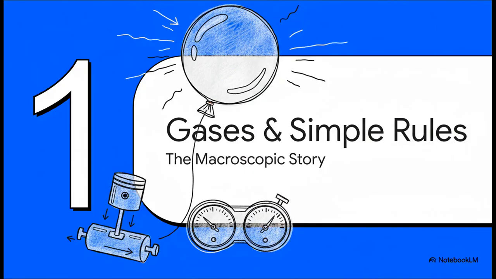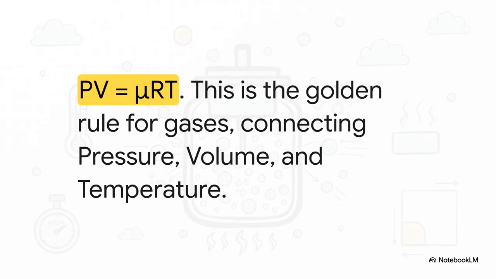Okay, so before we zoom in to the tiny, invisible world of molecules, let's start with the big picture. The stuff we can actually see and measure. What are the simple rules that all gases seem to follow? And here it is, the superstar of the chapter, PV equals nRT. I'm sure you've seen this equation so many times, and for a very good reason. It's the golden rule that connects pressure, volume, and temperature all in one beautiful, simple package.